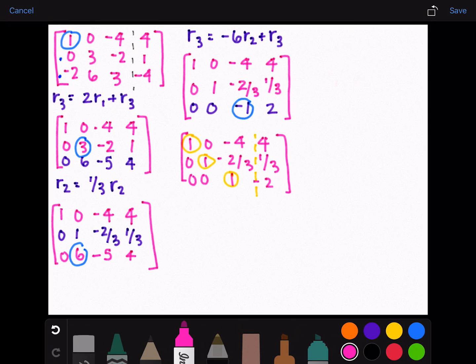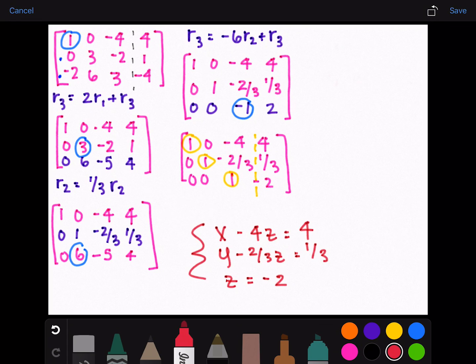If we were to write this using x, y, and z, we would have x minus 4z equals 4, y minus 2/3 z equals 1/3, and z equals -2. So given these, this is solvable. If we spent the time, we would be able to solve this. So we can conclude that since this is solvable, B is in W.